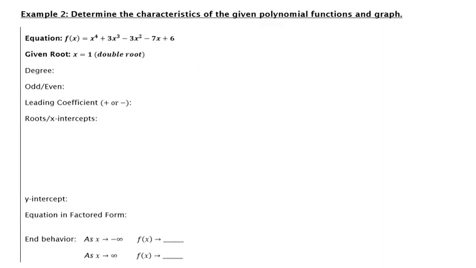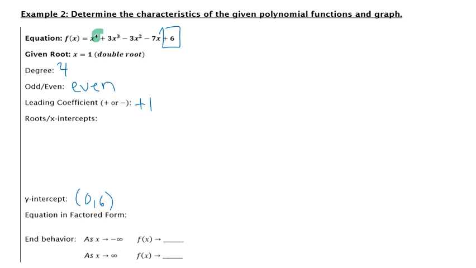All right, for example 2, this is one where we maybe have a double root, but again, there's lots of things we can answer already. I see it's a degree 4, so I'm going to list here that I have a 4, it's even. My leading coefficient is a positive 1. My y-intercept I can see is a positive 6.